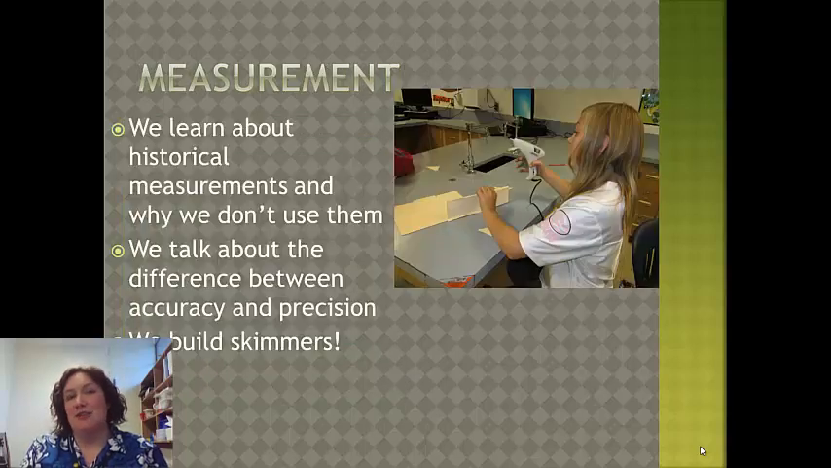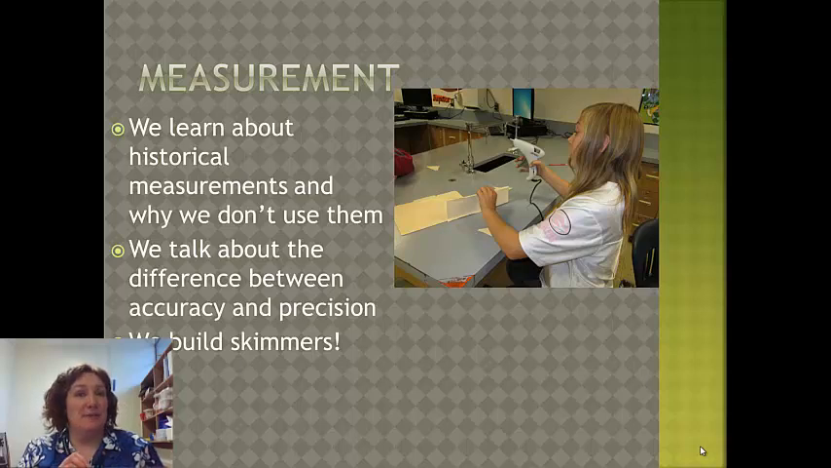Then we're going to talk about measurement. We talk a lot about historical measurement and why we don't use those anymore, like cubits and fathoms. We don't tend to use those measurements all that much anymore. We're going to talk about why. And then we also talk about the difference between accuracy and precision when we're measuring. And you're going to see that for most things you need both to be accurate and to be precise, but in some cases you want one more than the other.